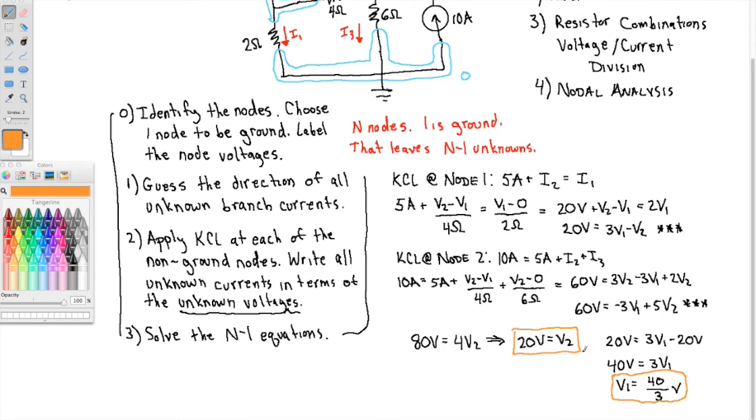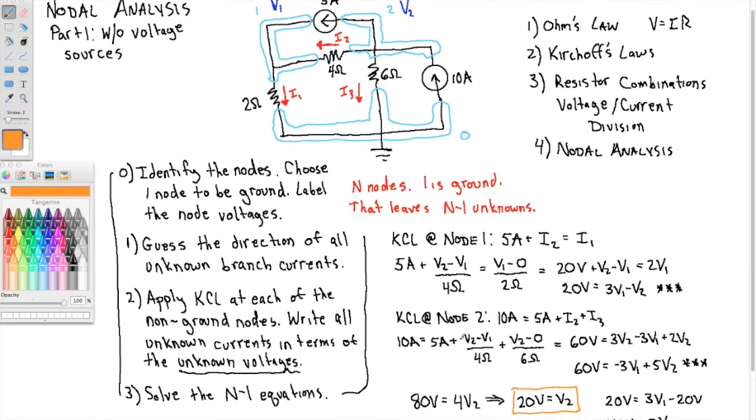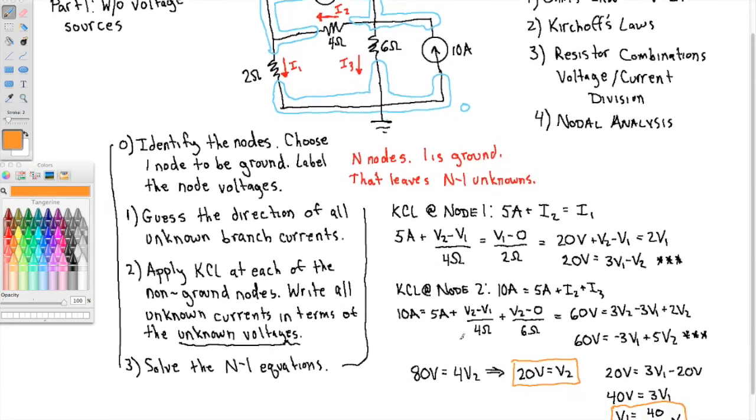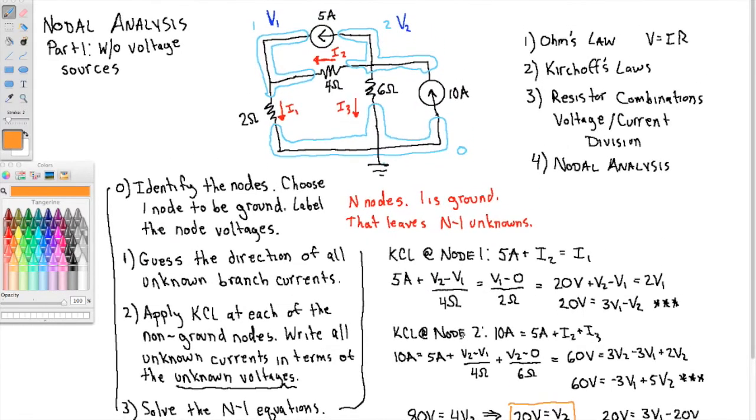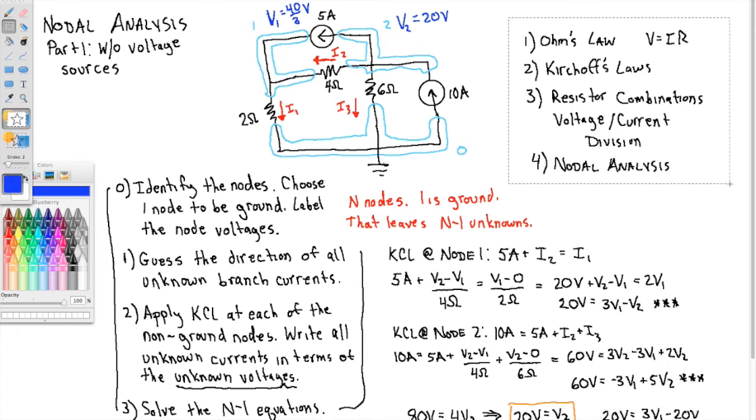So there are our 2 unknowns, 40/3 and 20 volts. I'm going to label those in my picture. V1 is 40/3. V2 is 20 volts. And again, that's with respect to this node down here that we're calling 0. I'm going to erase a little bit here.